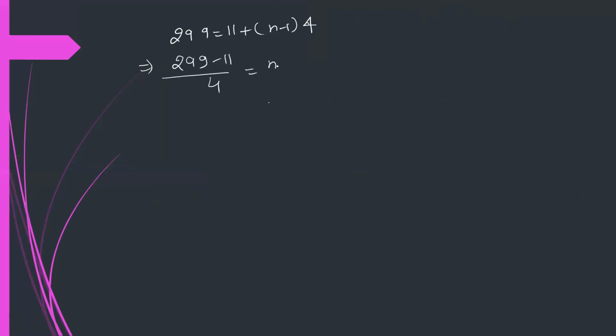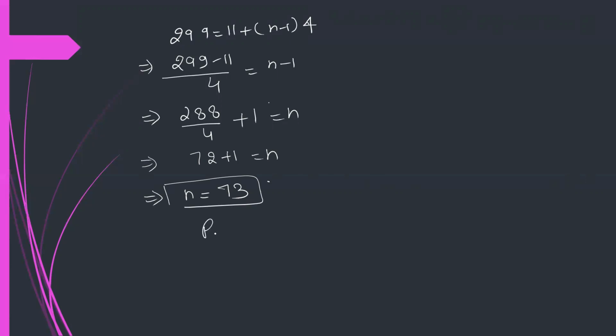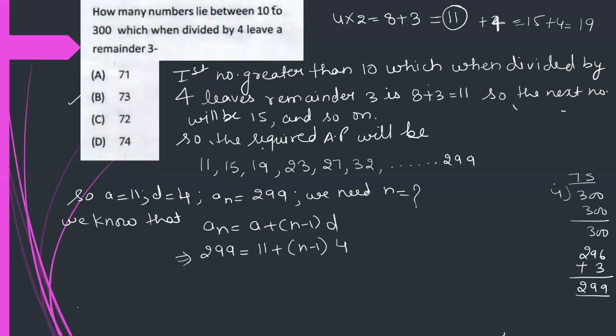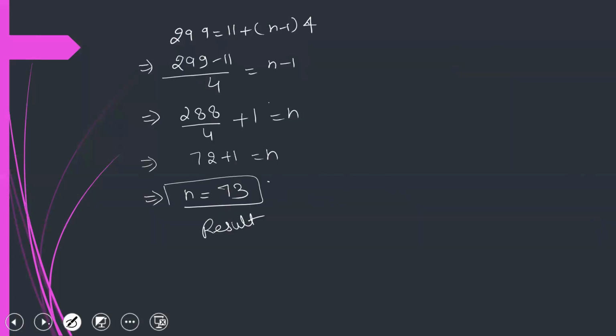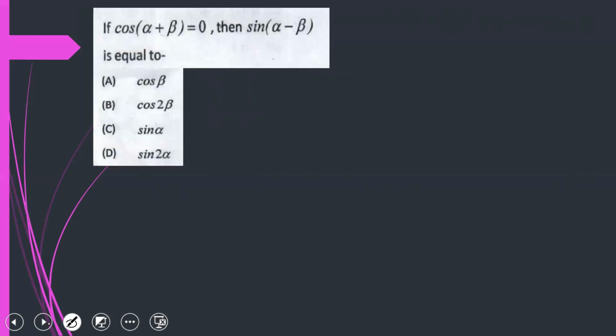upon 4 equals n minus 1, which can further be written as 288 divided by 4 plus 1 equals n, which is equal to 72 plus 1 equals n, which implies your n will be equal to 73, which is the required result. Let's see whether we have 73 in our result or not. Yes, option B is the right answer. I hope the problem is clear. Moving on to the next question.